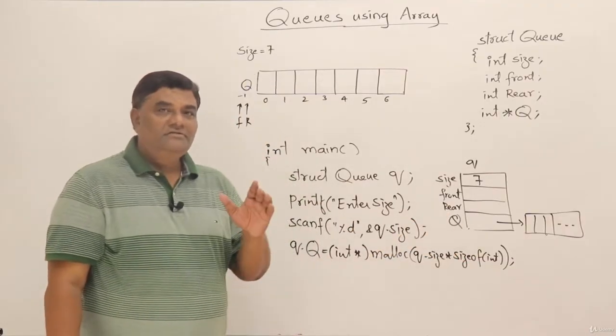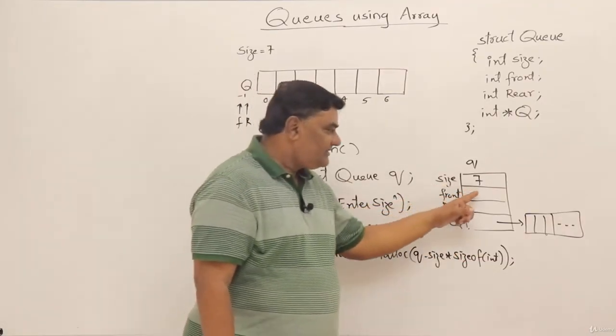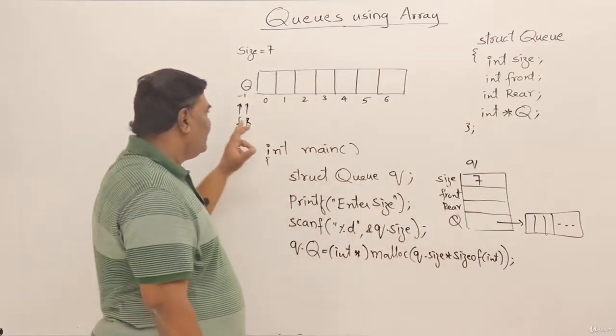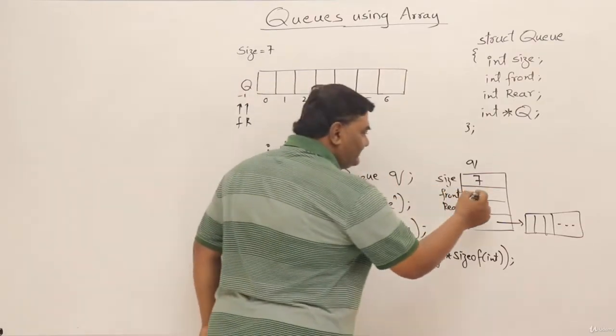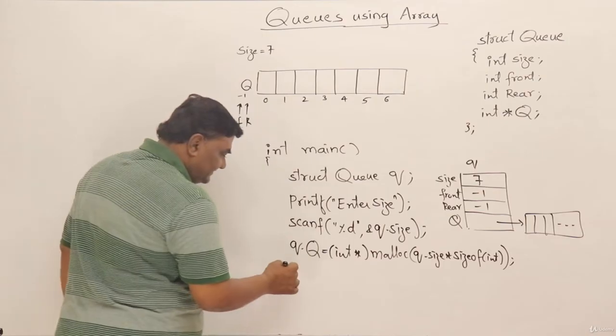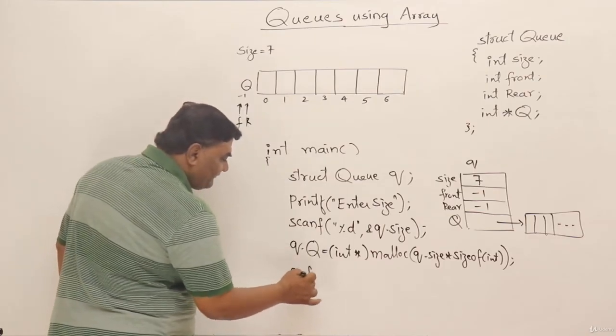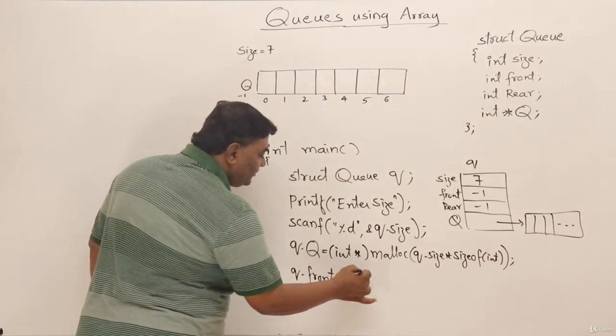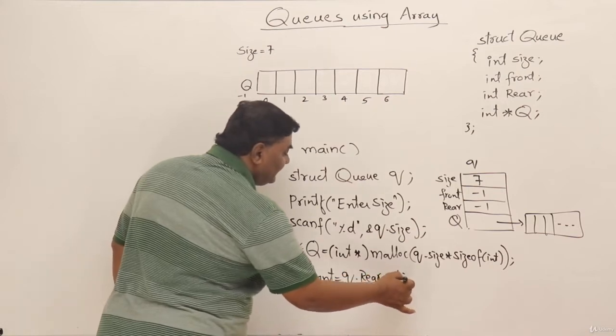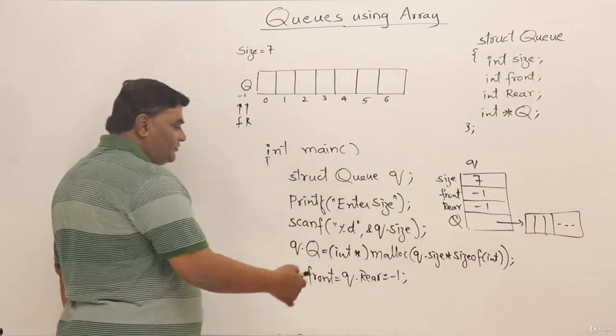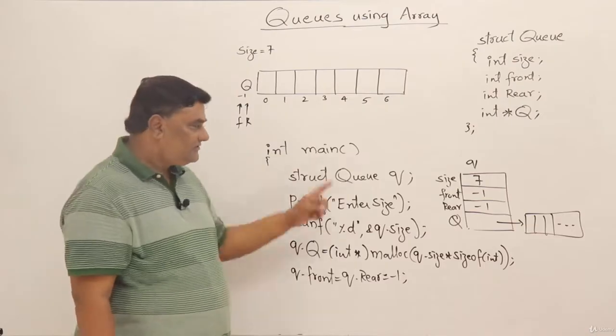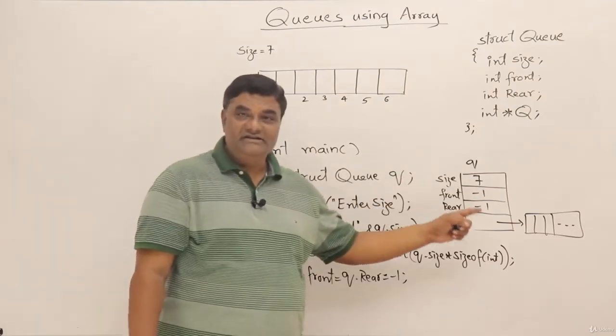Now the last thing, I have to initialize front and rear. Initially both are -1, so say q dot front as well as q dot rear, both assigned -1. We can initialize them together in a single statement. So these are the steps required for initializing a queue.